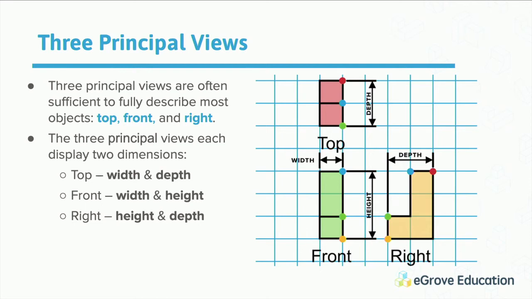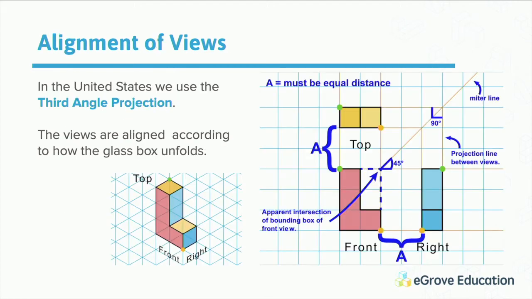The three views that help us define the shape of an object are the front view, which is on the bottom left, the right side view, which is over to the right, and the top view, which is up top. And we align them like this. The top view will give us the width and the depth of our object. The front view, the green one, will give us the width and the height of the object, and the right side will give us the height and the depth of the object. So having these three principal views allows us to form the full 3D object.